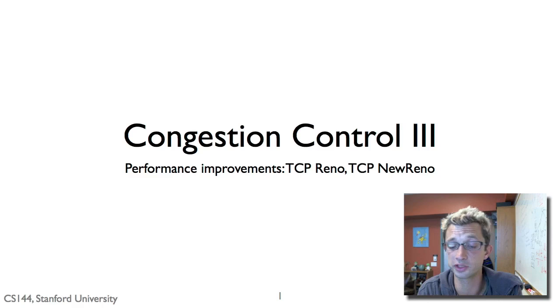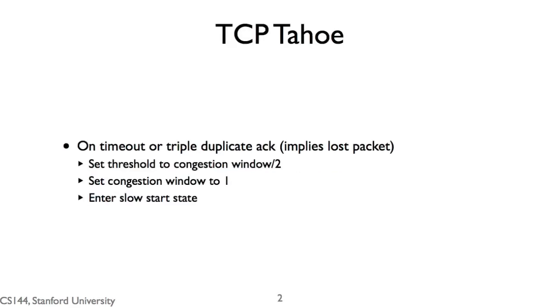One is something called TCP Reno and then TCP NewReno. So recall for TCP Tahoe, if the protocol is running and you encounter a timeout or a triple duplicate ACK, which implies that there's a lost packet, you do three things. You set your slow start threshold to be the congestion window divided by 2. So it's determining when you're going to enter the congestion avoidance state as the congestion window grows again. You set the congestion window to 1, and you enter the slow start state.